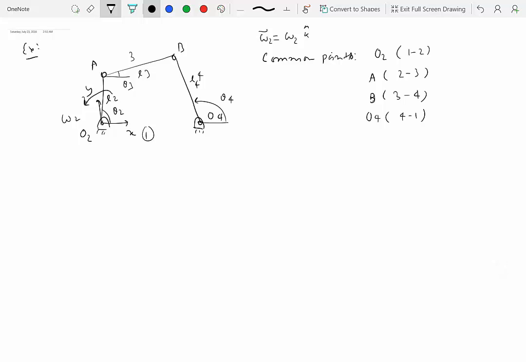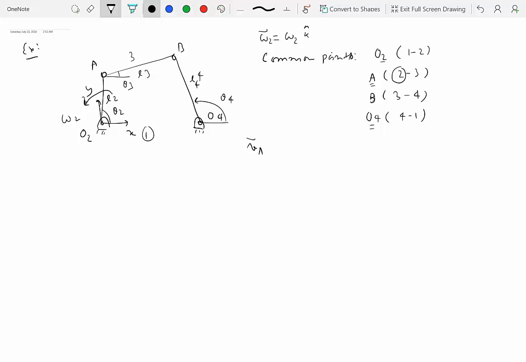Points O2 and O4 are trivial points because they're fixed points, so we know their velocity and acceleration will be 0. But points A and B are interesting to us because they are going to be moving, so we can write their velocities from the perspective of different rigid bodies, right? So that's what we'll do. So let's start with O2A and we'll focus on point A. So the first thing we'll do is write the velocity of A from the perspective of rigid body number 2, okay?